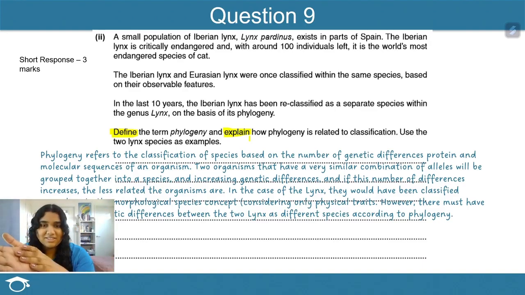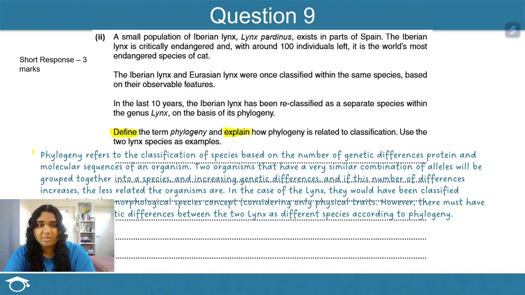In the case of the lynxes, so this is the second part of the question here, they would have been classified originally according to the morphological species concept, considering only physical traits. However, there must have been enough genetic differences between the two lynx when you consider phylogenetics to classify the two lynx as different species according to phylogeny.